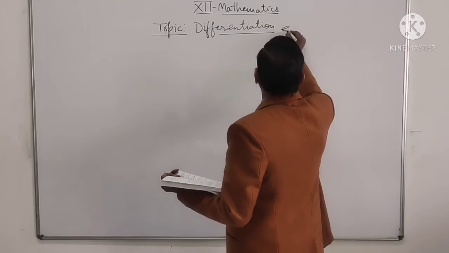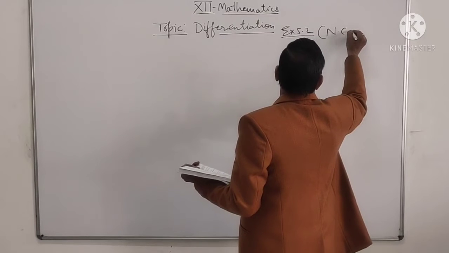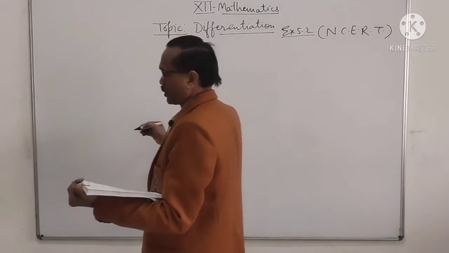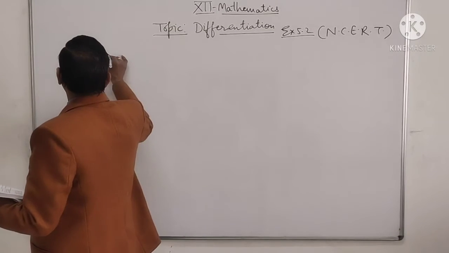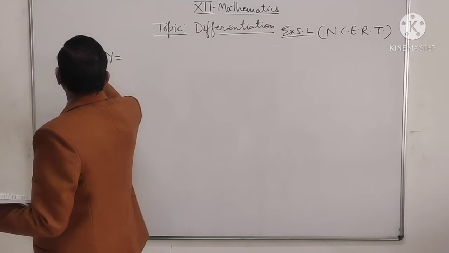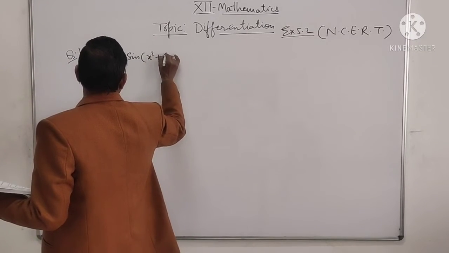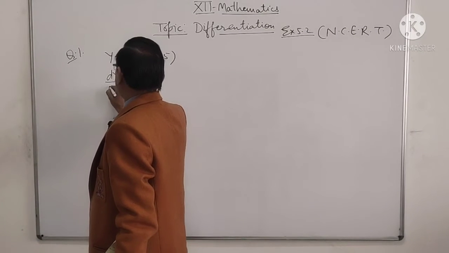Now, exercise 5.2 from NCERT. Question number 1. It is y equal to sine of x square plus 5. To differentiate this, we will apply the chain rule.